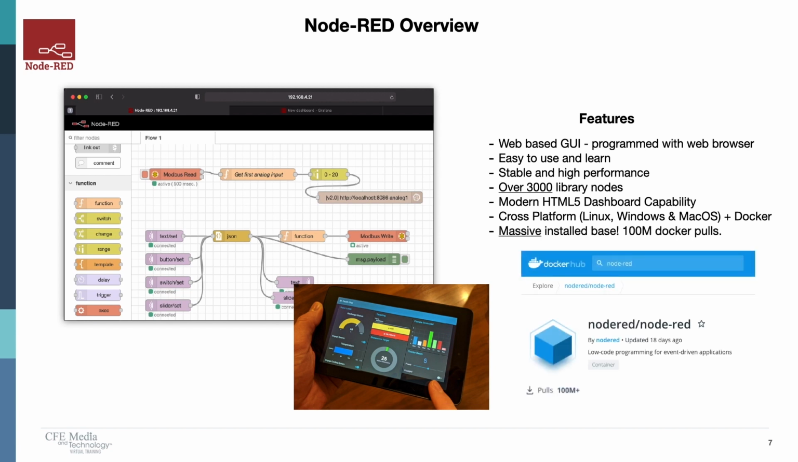It's really incredible how quickly Node-RED has taken the market by storm. There are over 100 million pulls from the Docker hub, and this is just Docker alone. It's considerably more than that if you looked at native installations that are happening on the operating systems directly. I think you'll find that if you're not familiar with Node-RED, it's a pretty amazing piece of software.